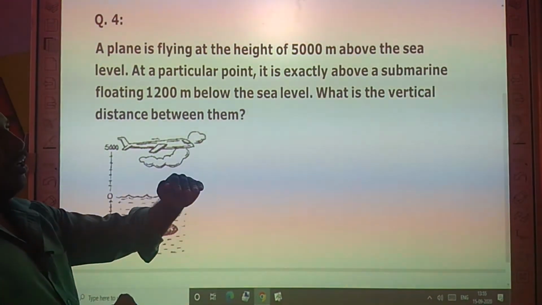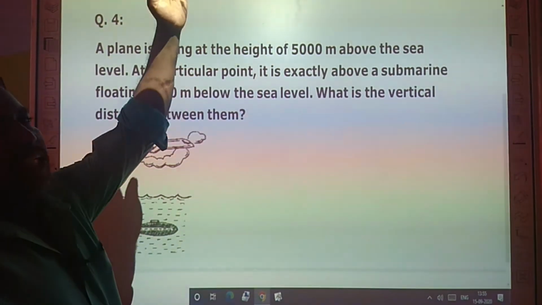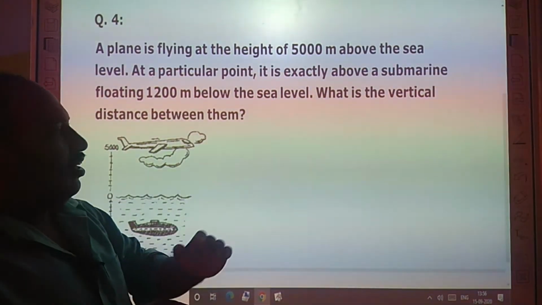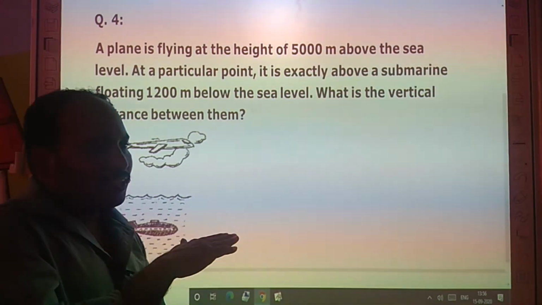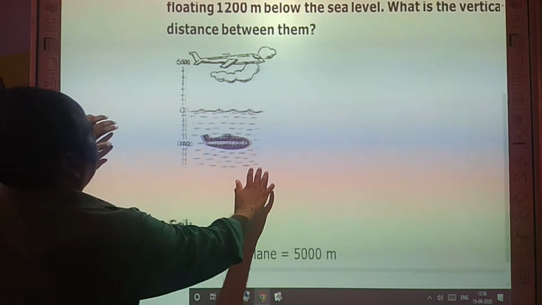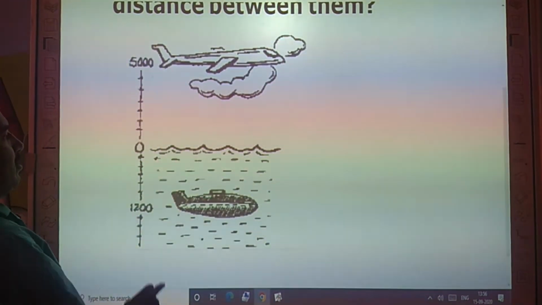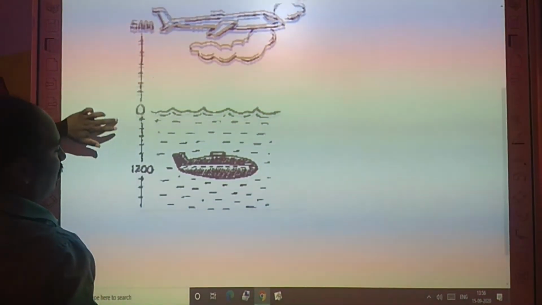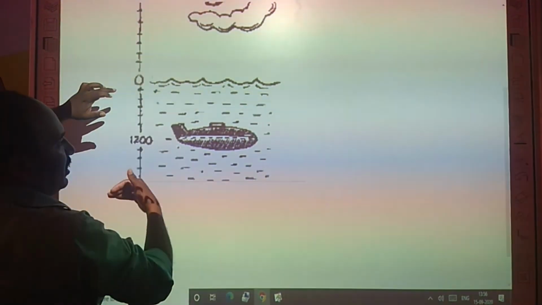Listen here. The flight is flying at 5,000 meters above the sea level. And the submarine is floating 1,200 meters below the sea level. Listen here. It is the flight distance, 5000 meters above the sea level, and then 1200 meters submarine distance below the sea level.